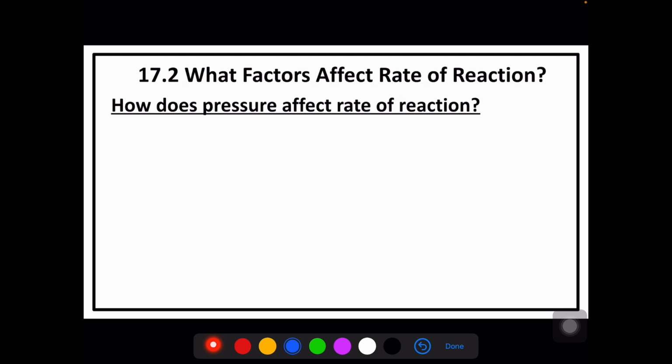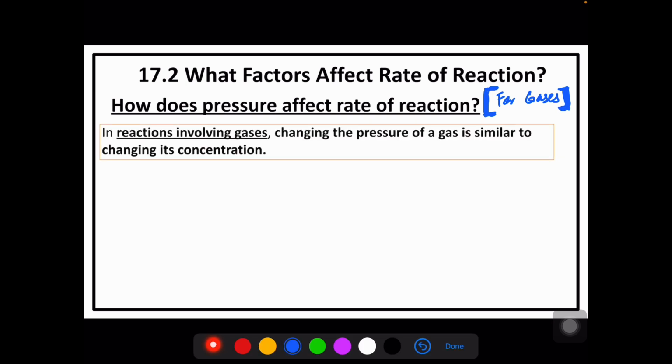The second factor, pressure. So how does pressure actually affect rate of reaction? Just want to highlight that this is only for gases, so please help us to write this down into your notes. So this doesn't affect reactions that involve solutions only, or reactions that involve solids only. This is only for reactions that involve gases as reactants.